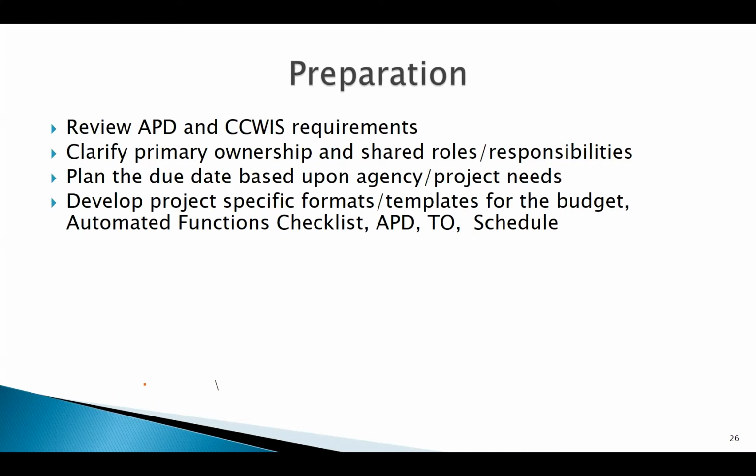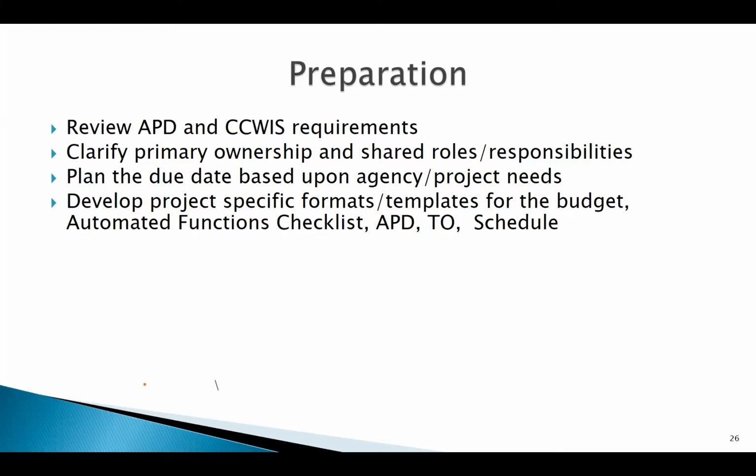It sounds really obvious to review the requirements and the CCWIS requirements, but that's the first practical tip. It's always best to do that when things are not due. And if you see some weird stuff and you think, I really don't understand what this means, you should bring that up to your analyst and have conversations about that before your APDs are due. I think most of you probably already do that, but if you don't, you should feel comfortable doing that.